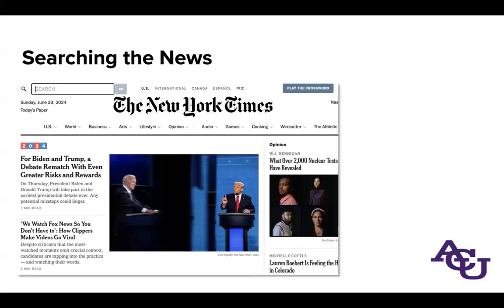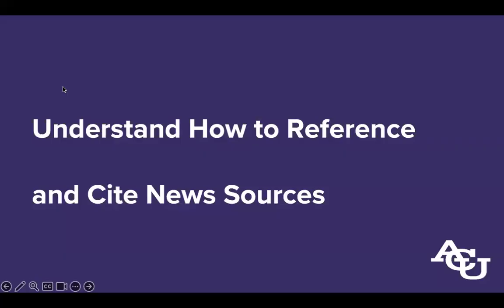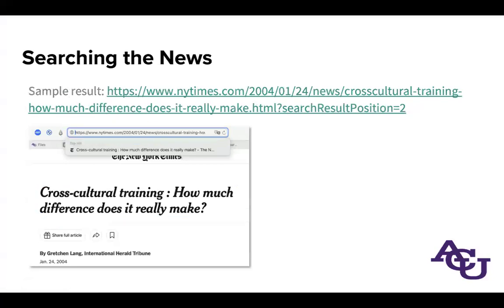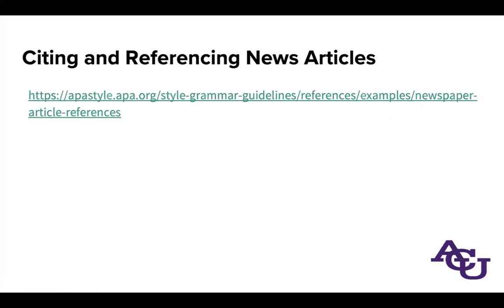So let's say we've popped over to the New York Times and I search for intercultural communication. By the way, you probably won't see that search box unless you first click on that magnifying glass in the upper left corner. So if you search for intercultural communication, you might end up with a source like this. And so our question is, how do we cite that? Well, I'm glad you asked.